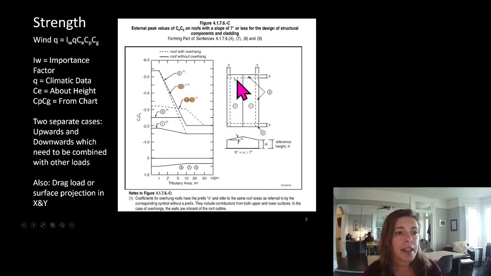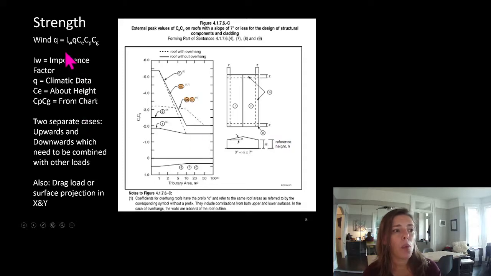You can see here's a roof. So this is saying these are what the CPCG loads are for our roofs and where on the roof it fits. Most canopies tend to be flat or flat-ish, just enough for drainage. So this is falling into our 0 to 7 degree zone. They're talking essentially flat roofs here.